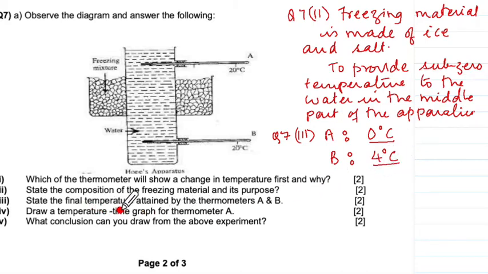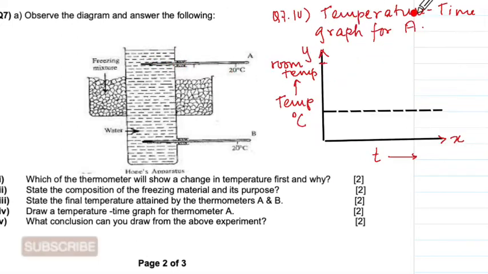Draw the temperature time graph for thermometer A. Now thermometer A is going to show steady temperature and then slowly it is going to go up to 0 degrees C. So we draw the temperature time graph for A. This is the time axis, and time could be in seconds or minutes. This is your origin, this is your temperature axis, and this is the room temperature.